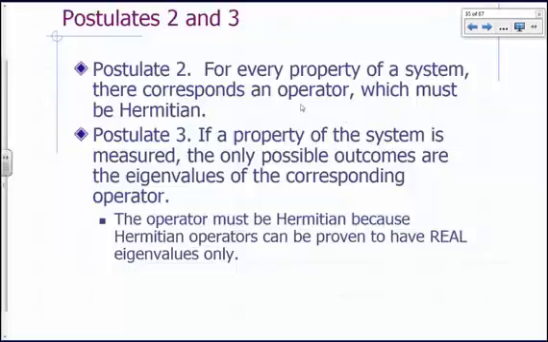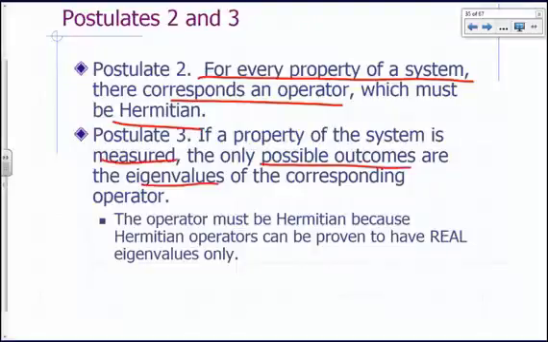So now we can go to postulate 2, and postulate 3: for every property of a system, there corresponds an operator which must be Hermitian. Okay? If there's a property of a system, there's an operator corresponding to it which must be Hermitian. If the property is measured, we're going to postulate that the only possible outcomes are the eigenvalues of the operator. And like I said, we want Hermitian.